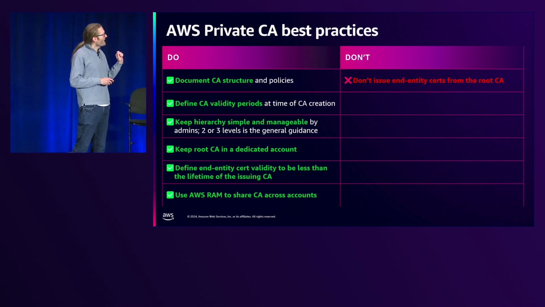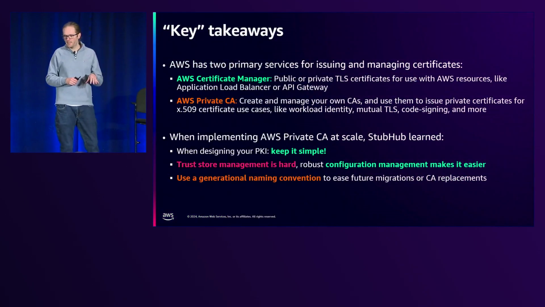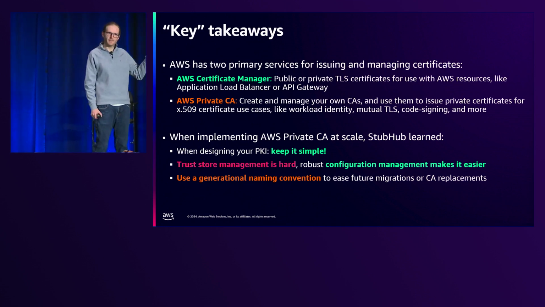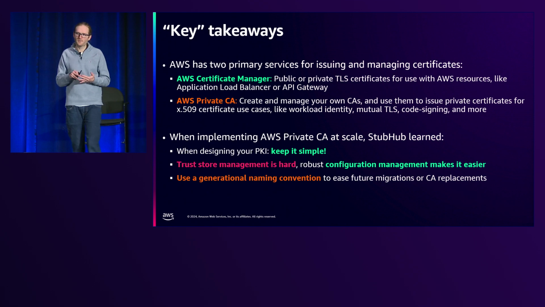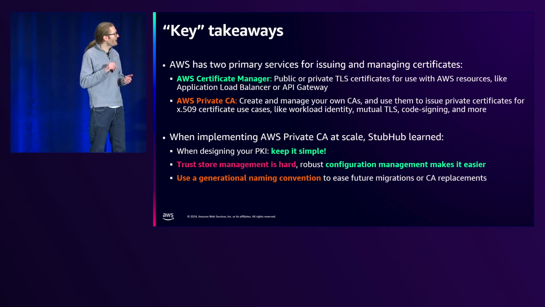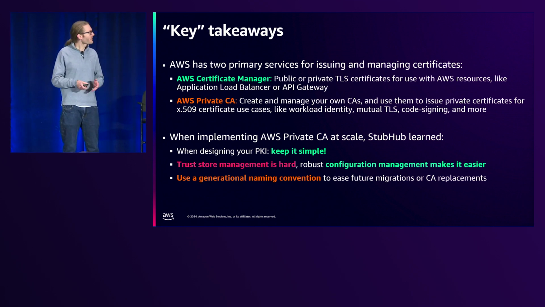And I think really the only thing I want to wrap up with is a couple of key takeaways. What are the two services we talked about before? ACM and private CA. Just to recap, ACM is TLS certs only, 13-month validity. They can be public or private, and you want to use this for integrated resources like ALB and API Gateway. Private CA, you can issue any type of private cert, no public certs.